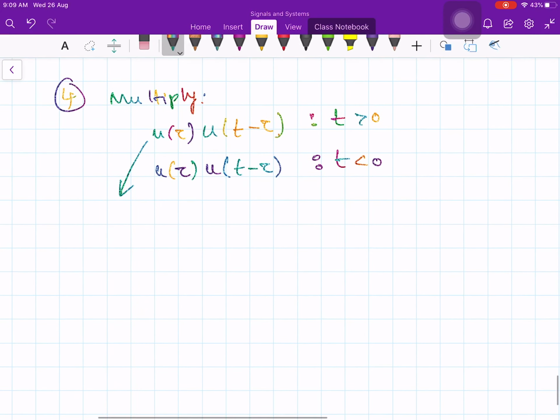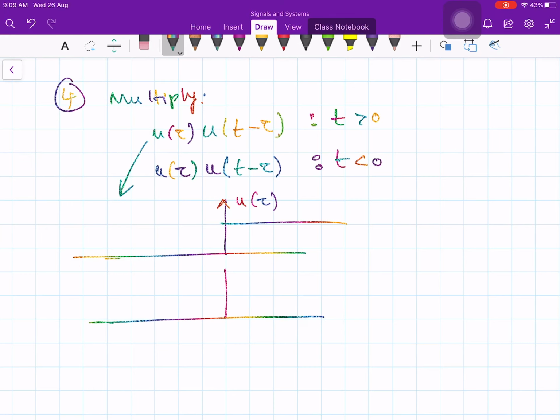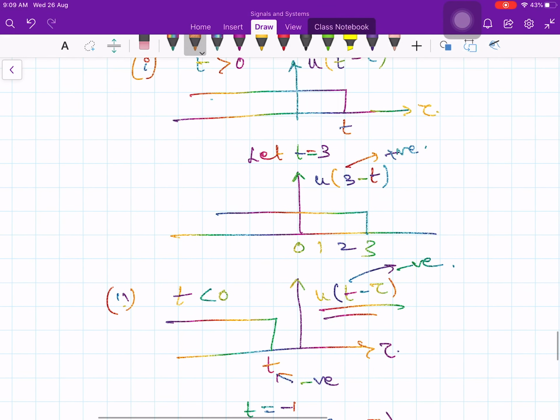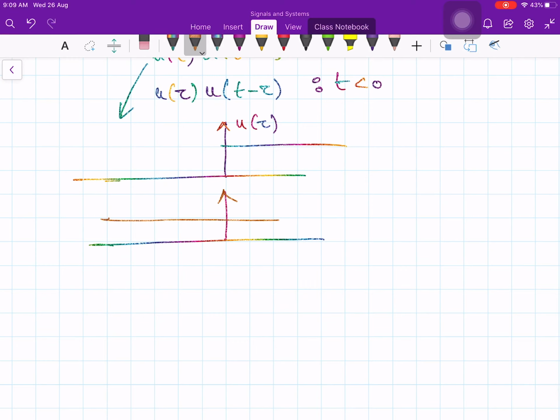So this is u of tau, and when t greater than 0, this is your function like this. The function comes like this. Let's say this is t, tau, and this is u of t minus tau, where t is greater than 0. Therefore, it is shifted to the right. Now multiply these two guys. Okay, what is the overlapping area? If you look at it, term by term you multiply.